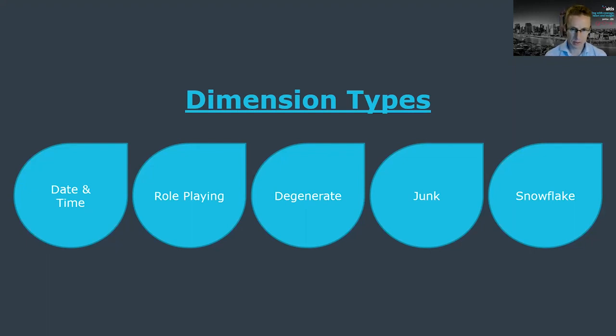Moving on to degenerate dimensions, these are a little bit trickier. These are dimensions that aren't physically created as a dimension because they have no real attributes to warrant the creation of a dimension table. So a degenerate dimension key is actually captured in the fact table, and that's all there is to it. They're typically things that uniquely identify a row. So they could be like an invoice number or a transaction number in a sales transaction, for instance.